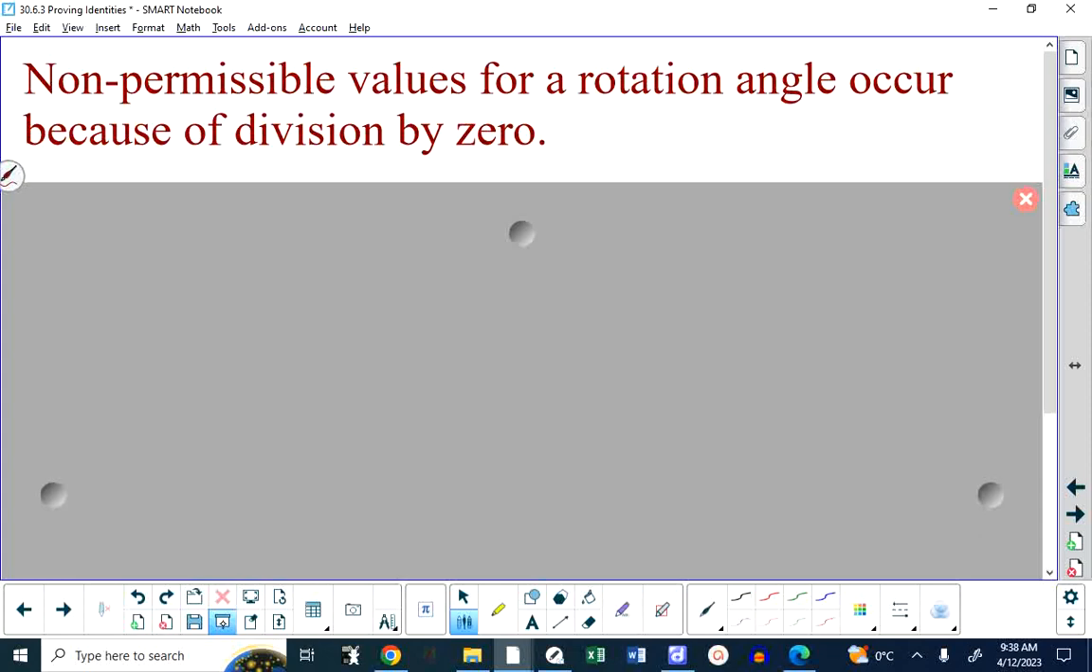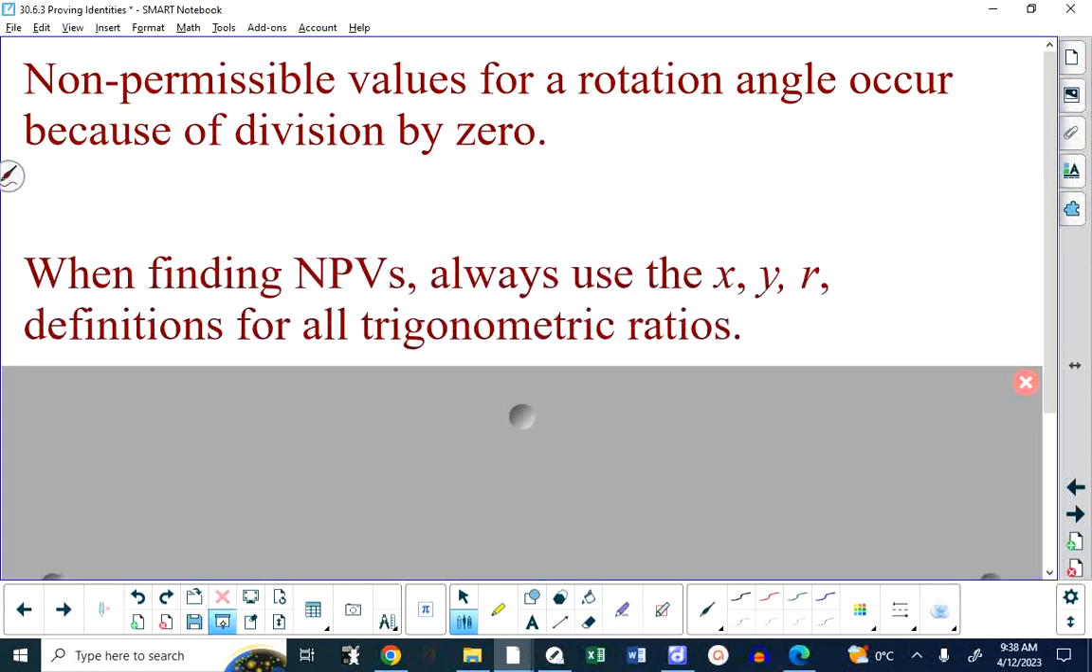When you have non-permissible values for a rotation angle, they always occur because you end up dividing by 0. That's the only way we get non-permissible values in trigonometric expressions, is the angle that you're taking maybe the tangent of results in division by 0 somewhere. Or you get division by 0 for some other reason. Okay? When you are looking at non-permissible values, we always have to revert back to the concept of x, y, and r. You can go with a unit circle or a non-unit circle, it doesn't matter, but you have to think of x, y, and r.